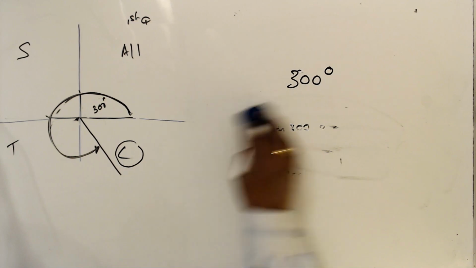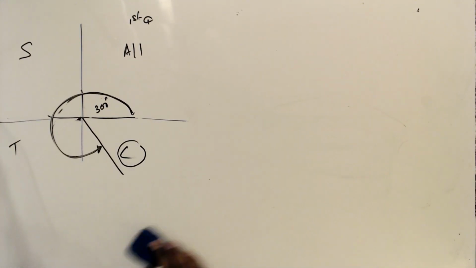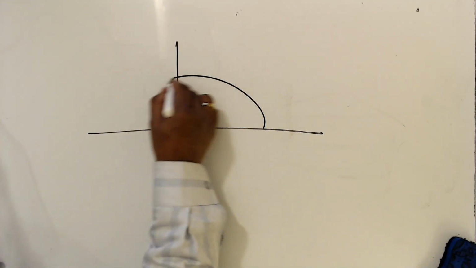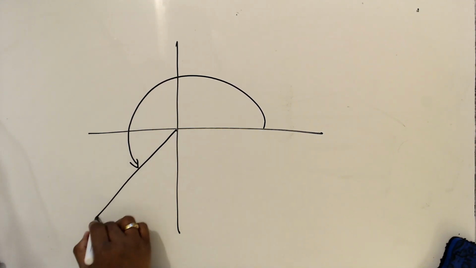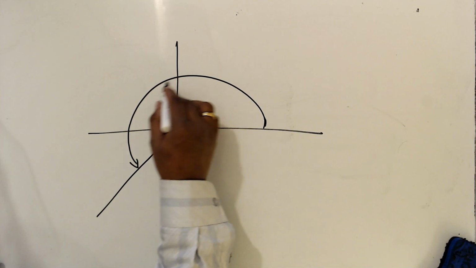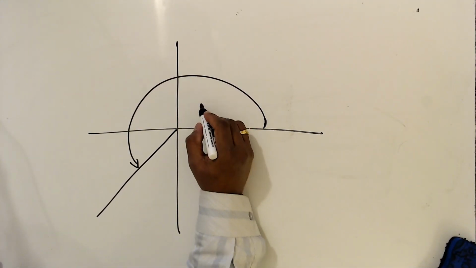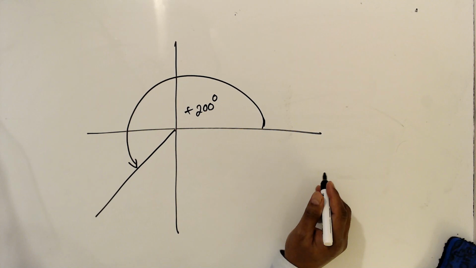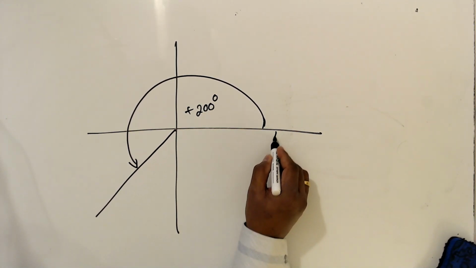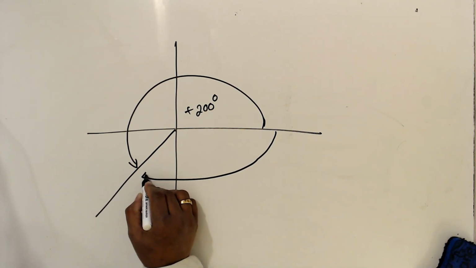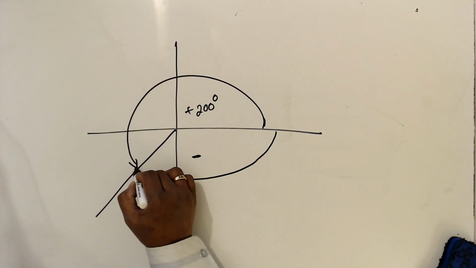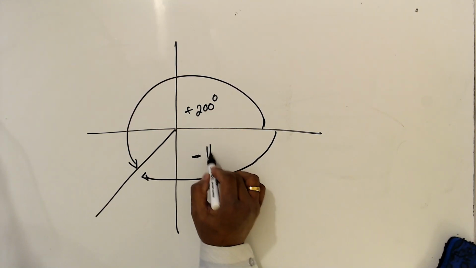Another thing is, when we measure the angles anti-clockwise, we always write it as a positive angle, positive 200 or just 200. But we can measure clockwise. In that case, we write it as negative. So this is the whole 200 and this is minus 160.